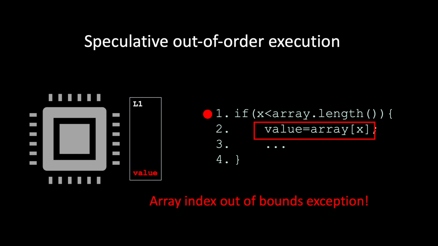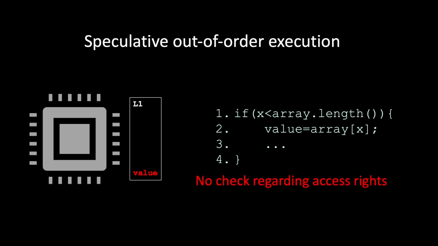And now this check does not happen when you do this speculative out of order execution. So the compiler, or during runtime, basically says, well, x is larger, so we don't go in there and you don't get an error, but it has already been evaluated. So what's the deal about that?